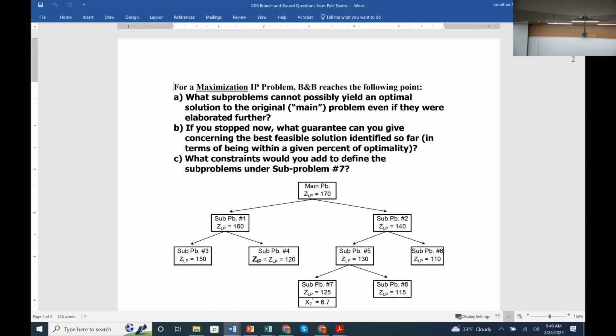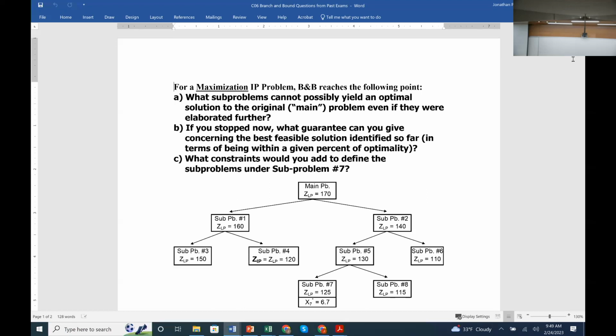So are we saying that 150 is not integer? Correct. This is the notation: when you see ZIP equals ZLP, that means the LP relaxation returned an integer solution. So we're done. We stopped here. There's not a bounding issue. That's just done. We found an integer solution.